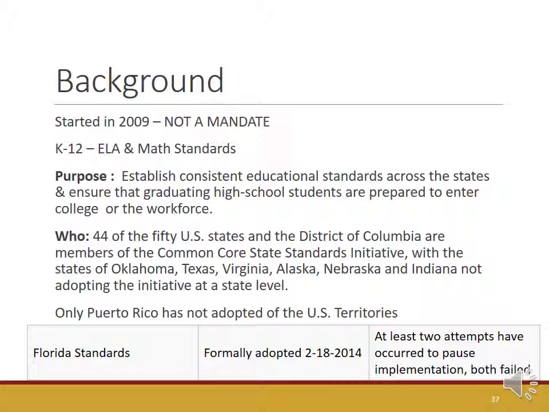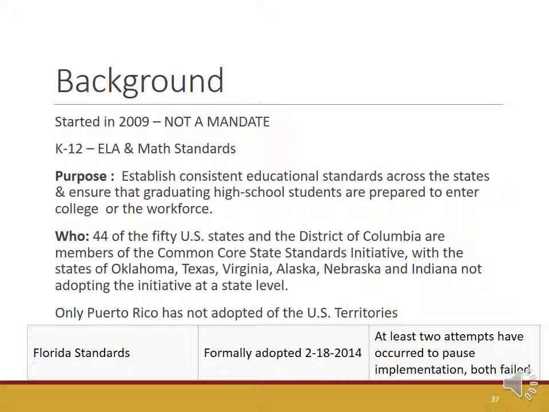getting people into the same sort of level of education from state to state. And also, a big move is that it is designed to ensure that if you're graduating from high school, you're actually prepared to enter college and or the workforce, and that at the time aligned with the Race to the Top and the NCLB stuff.